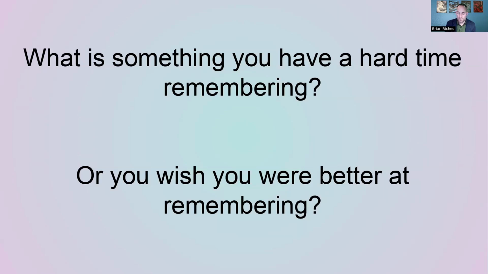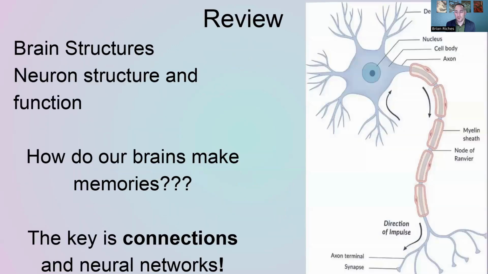All right, hopefully you've done that. As a reminder, a lot of what we're going to be talking about with memory comes down to neurons and the brain structure, how neurons connect with each other. So hopefully you remember this brain structure and neuron function. We've got the dendrites receiving a message, the axon sending a message, axon branches, which there can be a lot of, connecting with up to a couple thousand neurons on either side. So, how do our brains make memories? It's really through connections with those neurons.